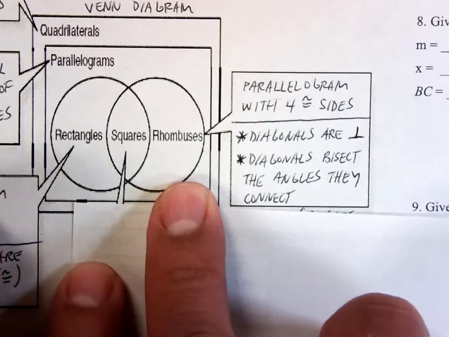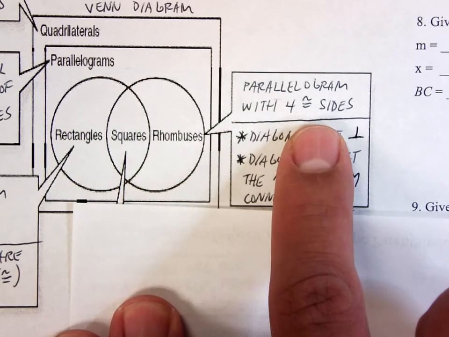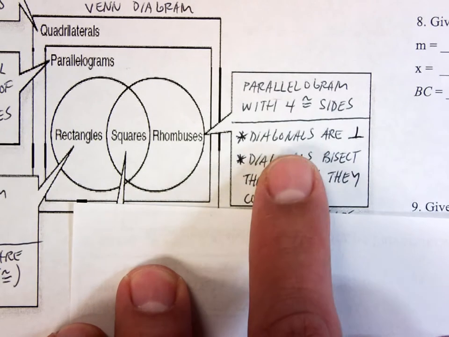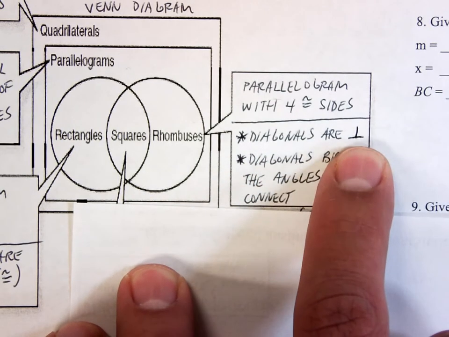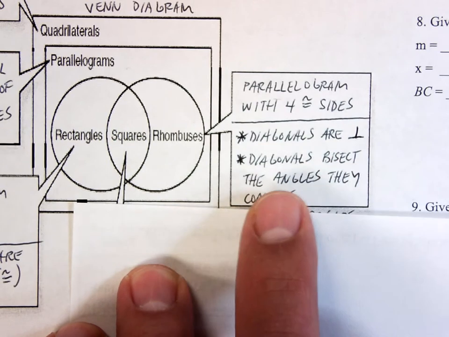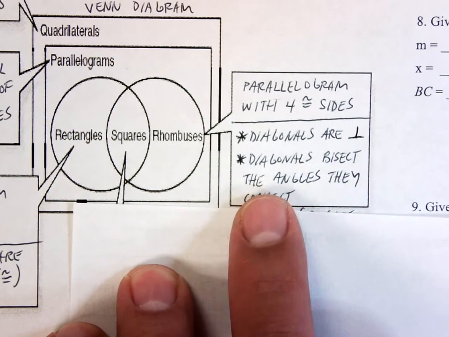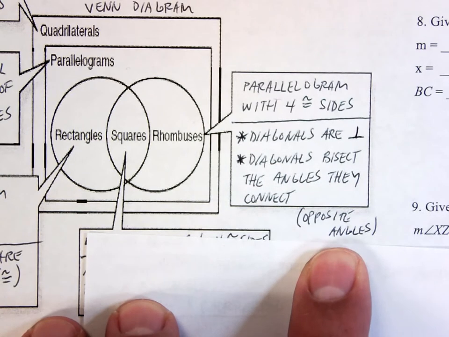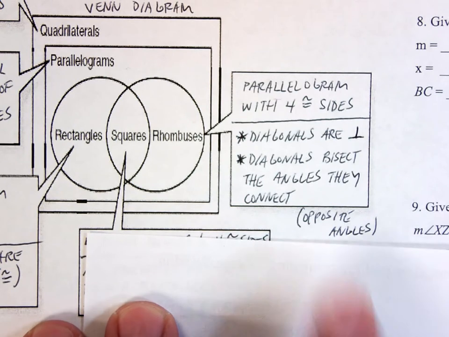What is true about a rhombus? Again, it's a parallelogram with four congruent sides. We've talked about that. Bullets that we need to remember: my diagonals are perpendicular. If I have a rhombus, my diagonals are perpendicular. And my diagonals bisect the angles that they connect. Basically, it means that if I draw in my diagonals, my angles are bisected. If you need to pause.